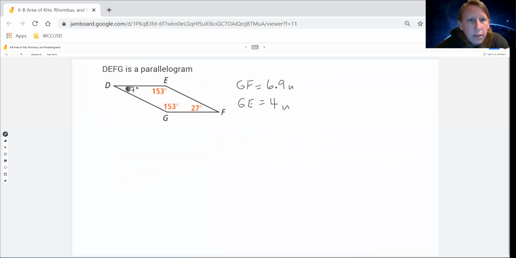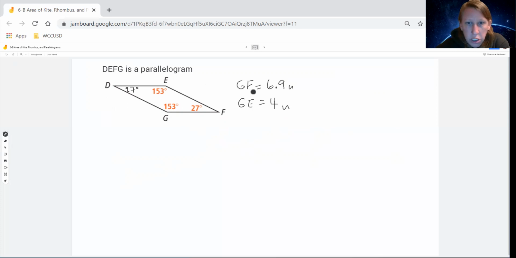Another thing that's true about parallelograms is that their opposite angles match up with each other. And that makes sense because it's also two pairs of congruent triangles. So these angles have to match and those angles have to match. All right, let's see if we can find the area. That's what we're trying in this lesson.